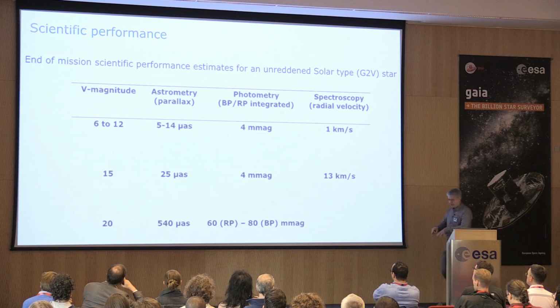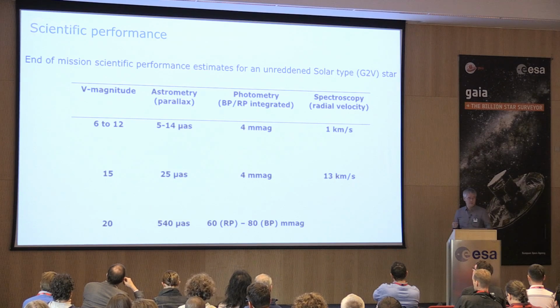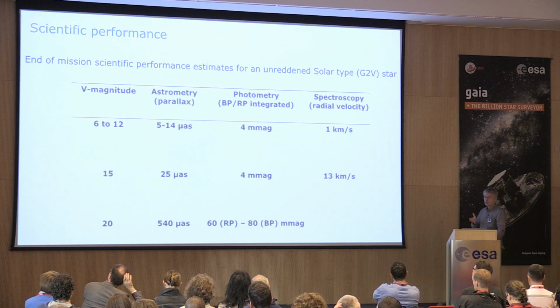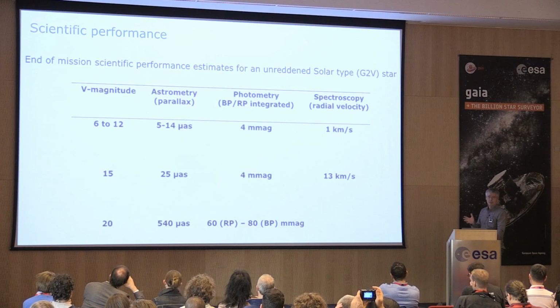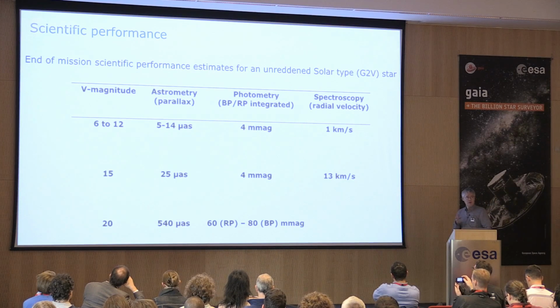So not looking at data release 1, but looking at the whole mission, the nominal 5-year mission, what are the estimates of the end-of-mission performances? Anything at the bright end, so I'm talking about here from 6 to 12 magnitude, like spectroscopy, the radial velocities, its systematics defined. So we will get as good as the systematics. The same is for the BP and RP photometry, even to 15th magnitude.